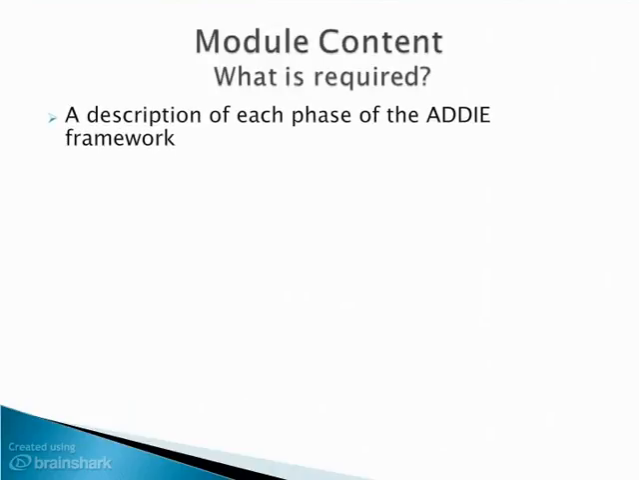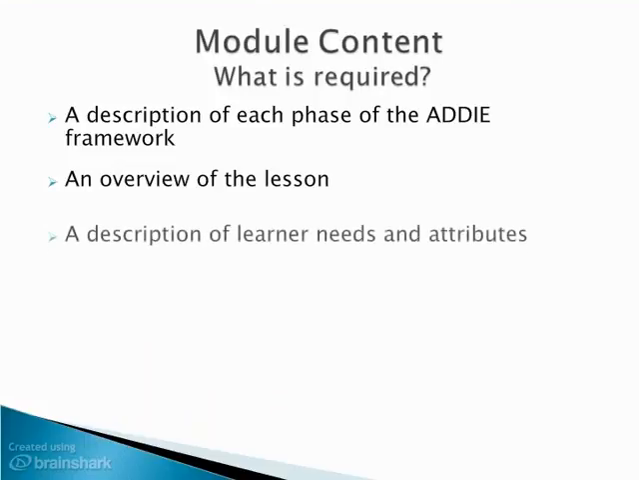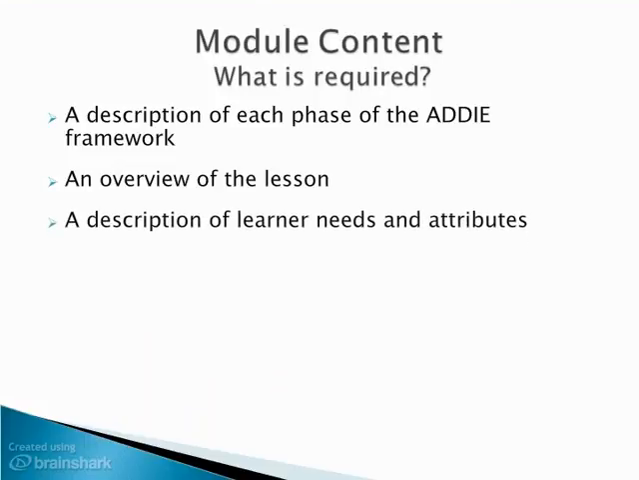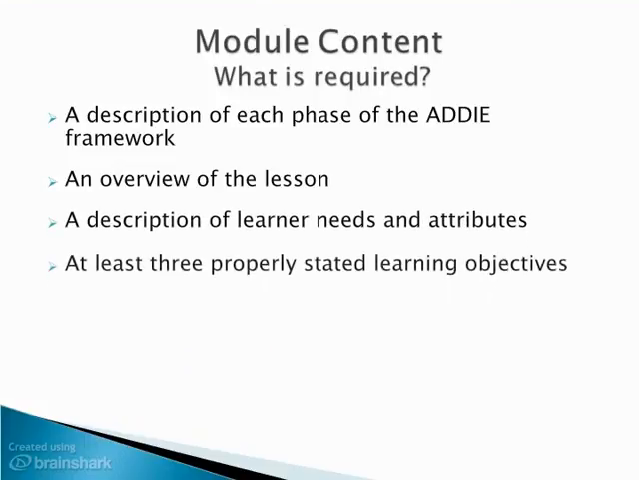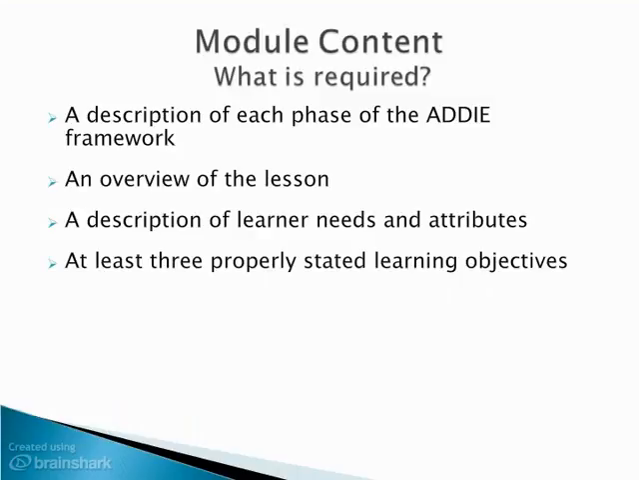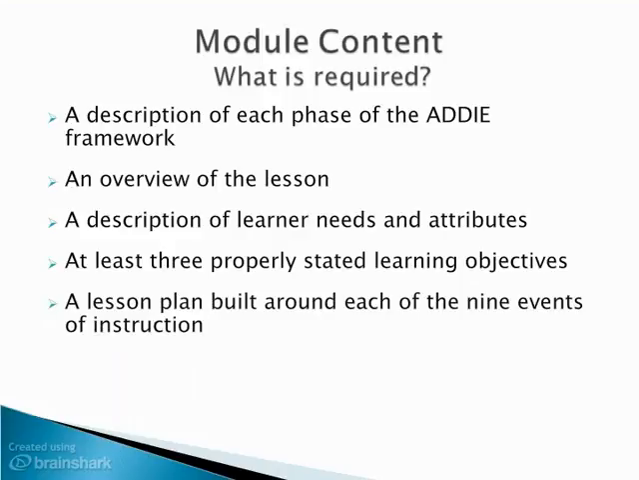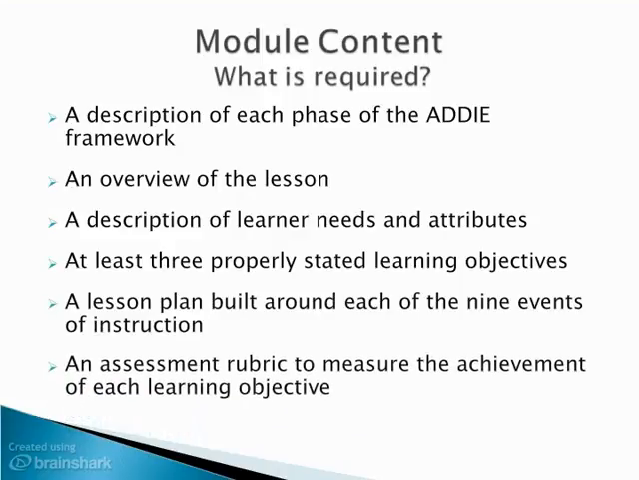Module content. What is required? A description of each phase of the EDU framework. An overview of the lesson. A description of learner needs and attributes. At least 3 properly stated learning objectives. A lesson plan built around each of the 9 events of instruction. An assessment rubric to measure the achievement of each learning objective.